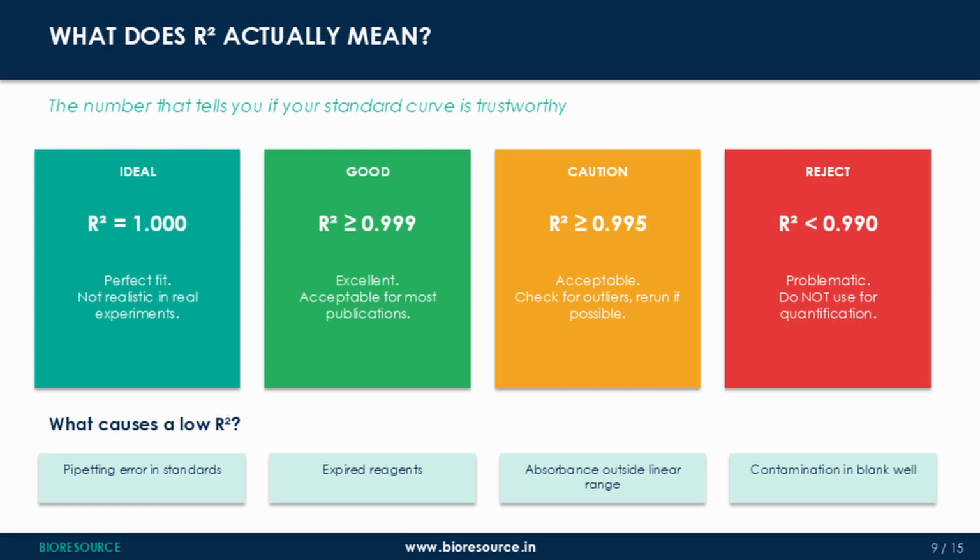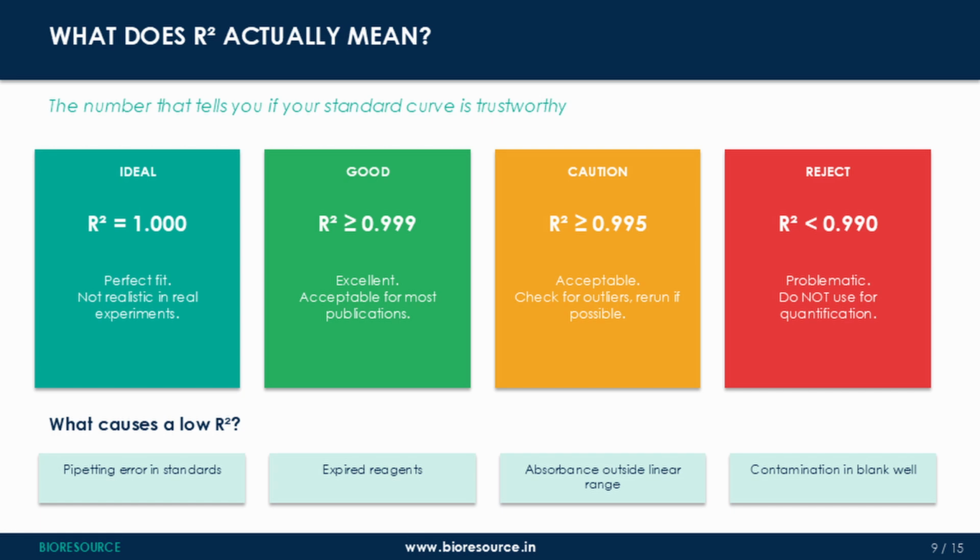A curve with R squared of 0.985 might look fine visually, but the errors in your calculated concentration can be 15 to 20%. That's scientifically significant. So what causes an R squared value to be low? There are 4 main culprits.